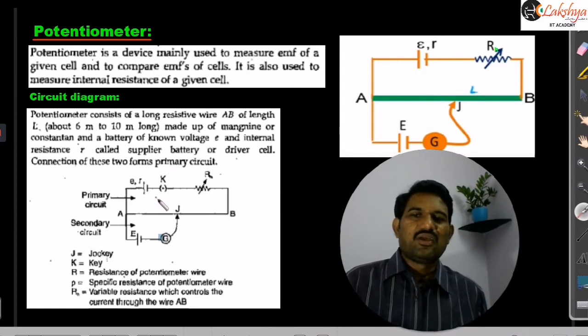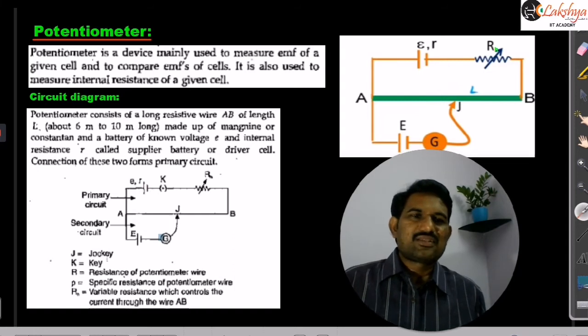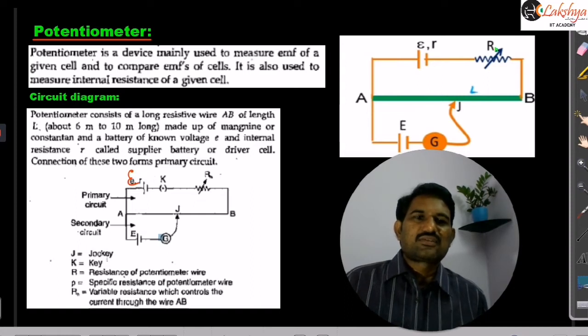In this circuit, we generally take the EMF of the cell as E here. The first part of the circuit is called the primary circuit. So this part of the circuit is called the primary circuit.